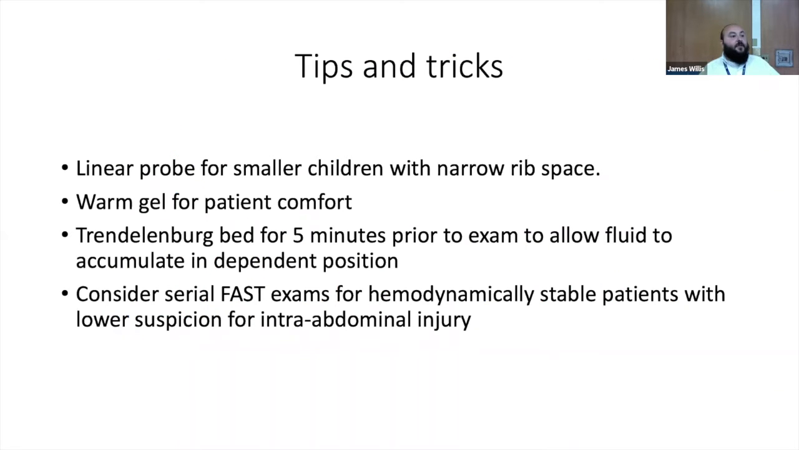Some tips and tricks for the pediatric patient with regards to performing the exam. In smaller children with narrow rib spaces, instead of the curvilinear probe, you may actually use the linear probe, the vascular probe. You don't need as much depth and you get a good window in between those rib spaces. It helps to warm the gel. This way it's more comfortable for the patient and they're not fidgeting around when you're trying to get the exam. If you Trendelenburg the patient for about 5 minutes in the bed prior to performing the exam, fluid will go to the dependent areas, giving you a higher likelihood of finding that fluid in the abdomen. And you should consider serial FAST exams for hemodynamically stable patients with a lower suspicion for intra-abdominal injury.